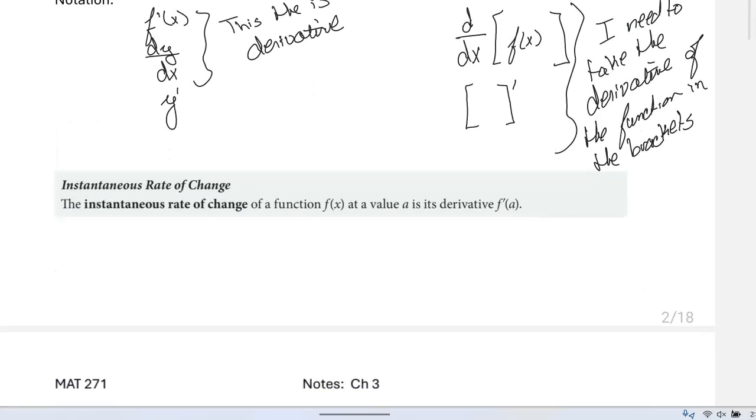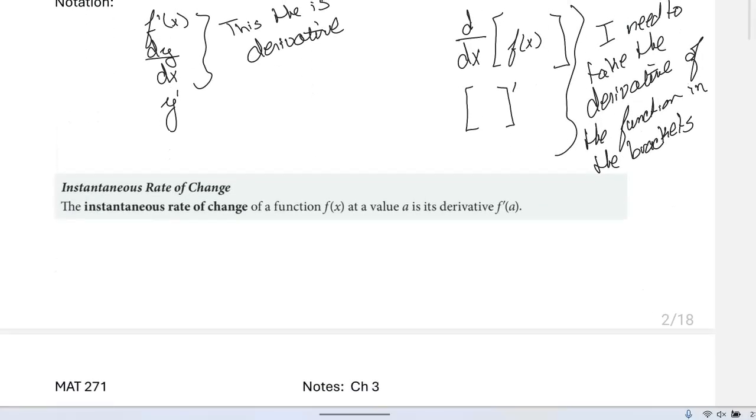So what does the derivative tell us? It tells us a few things. One thing is an instantaneous rate of change. The derivative can tell us how that function is changing at a specific moment in time. It also tells us the slope of the tangent line.